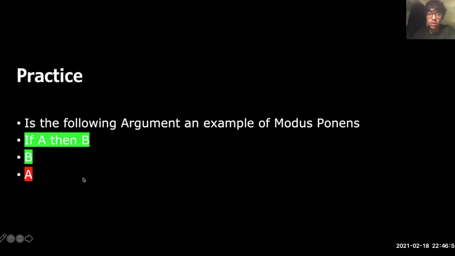And this is actually an example of denying the antecedent. This is actually, this, however, this here actually is an example of affirming the consequent. This is not modus ponens, and it is invalid.